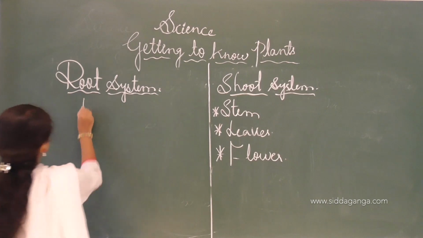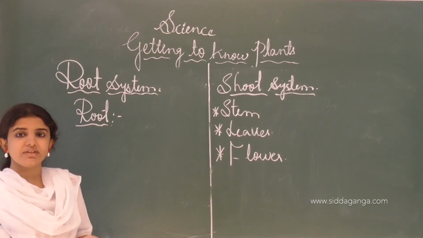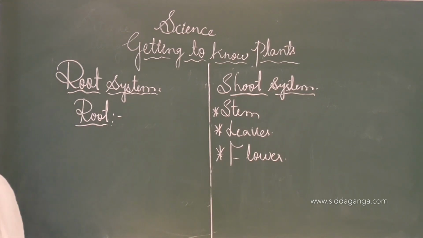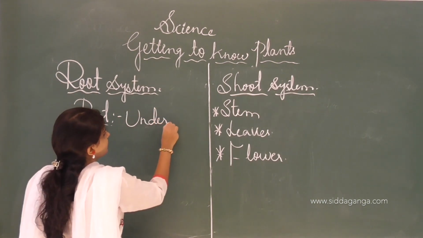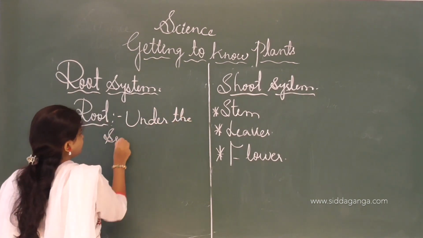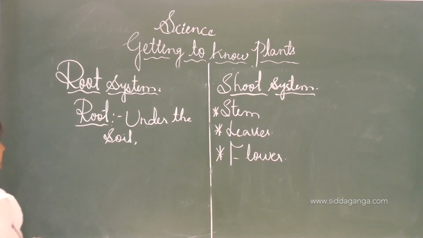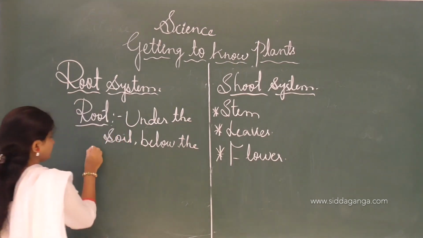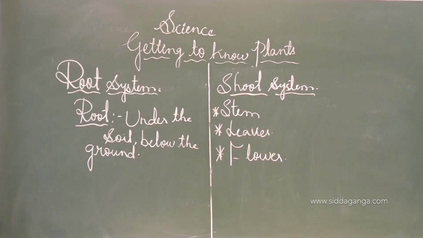In the root system, roots will be there. This root is usually present under the soil or inside the earth. Under the soil or below the ground, it is usually present.